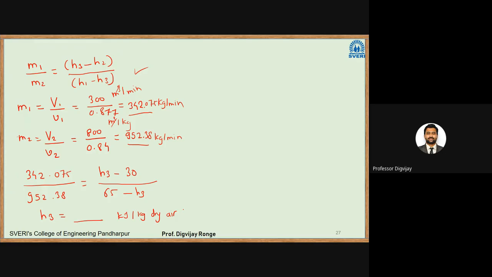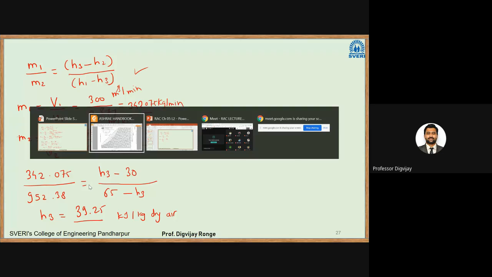Okay, so I have one answer here, 39.25. So if you solve this equation, you'll get a value of 39.25. Okay, now I'll show you how to plot the point H3 or the point 3 here. So you have a chart already here.